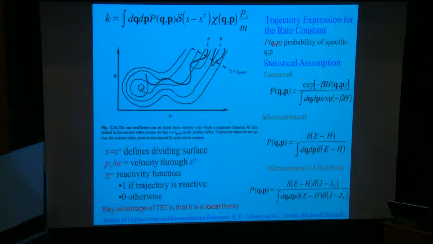To get a local theory, all we do is say, I'm just going to let this be 1 every time I cross this surface with a positive velocity. Then I don't have to propagate anything. I just calculate whether I've got a positive velocity or not. If I got a positive velocity, my chi is 1. If it's a negative velocity, it can't be a directly reactive to product trajectory, so I just set it to be 0. So we replace this proper evaluation of the reactivity function with a step function.